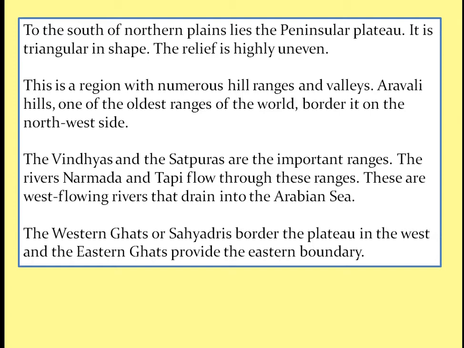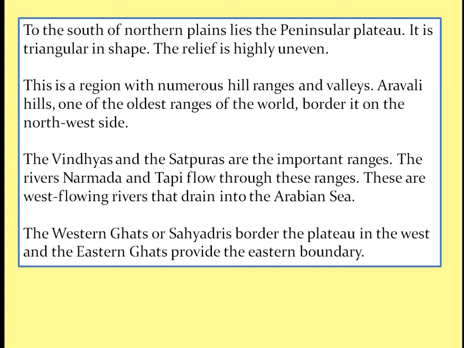Then the Narmada and Tapi flow through these ranges, and these are the west flowing rivers. They are draining their water in the Arabian Sea. So Narmada and Tapi are the only two rivers which drain their water in the Arabian Sea. Then after that, Western Ghat. Western Ghats are also called Sahyadris, and border the plateau in the west, and the Eastern Ghats provide the eastern boundaries. So what are Western Ghat, what are Eastern Ghat?